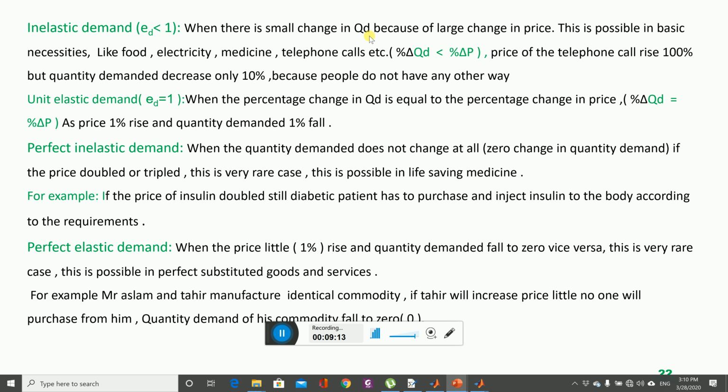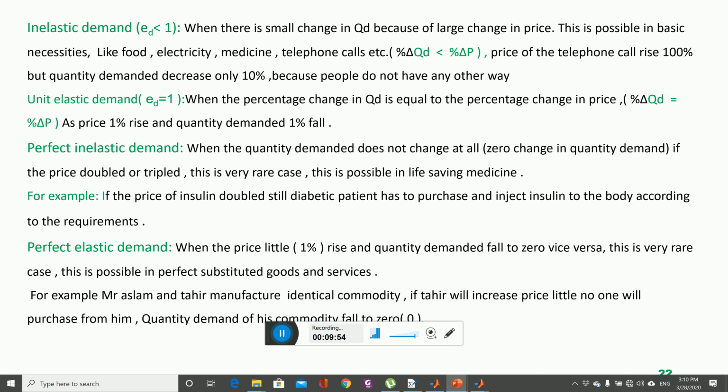When there is a small change in quantity demanded because of a large change in price, this situation is called inelastic demand, and this is possible in basic necessities like food, electricity, medicine, telephone calls, etc. Percentage change in quantity demanded is less than percentage change in price. If the price of telephone calls rises 100%, it doubles, but quantity demanded decreases only 10% because people do not have any other way.